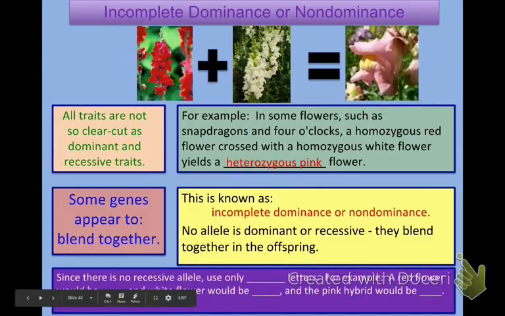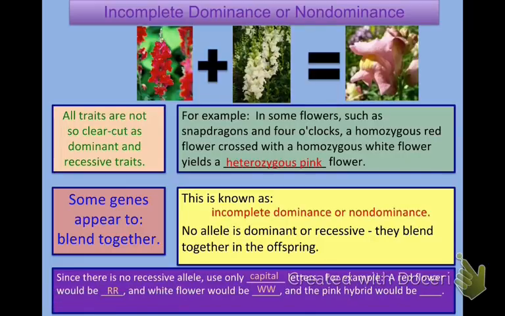Since there is no recessive allele, use only capital letters. Remember how we always did big B, little b? This time you're going to have two different letters. For example, a red flower would be big R, big R, and a white flower would be big W, big W.